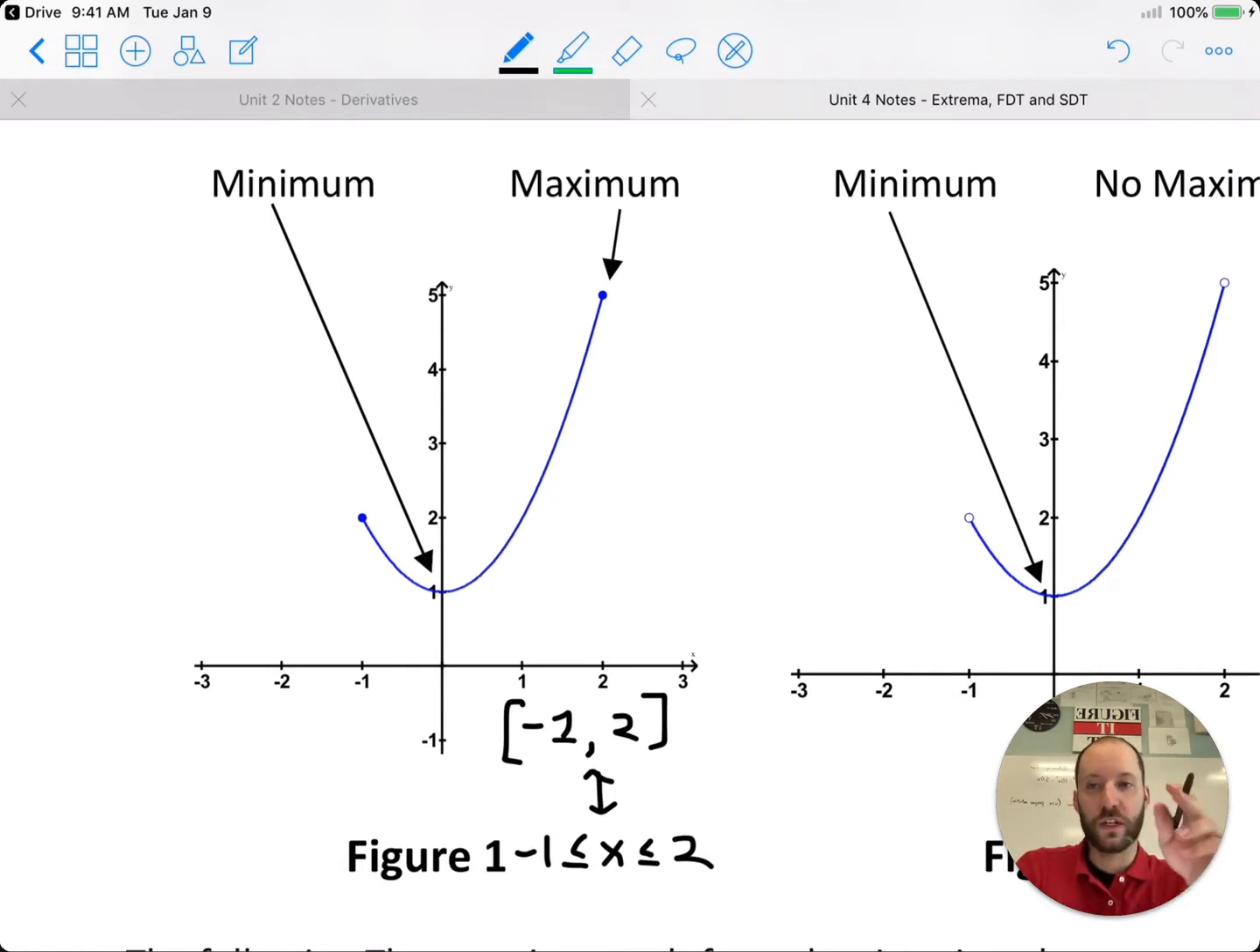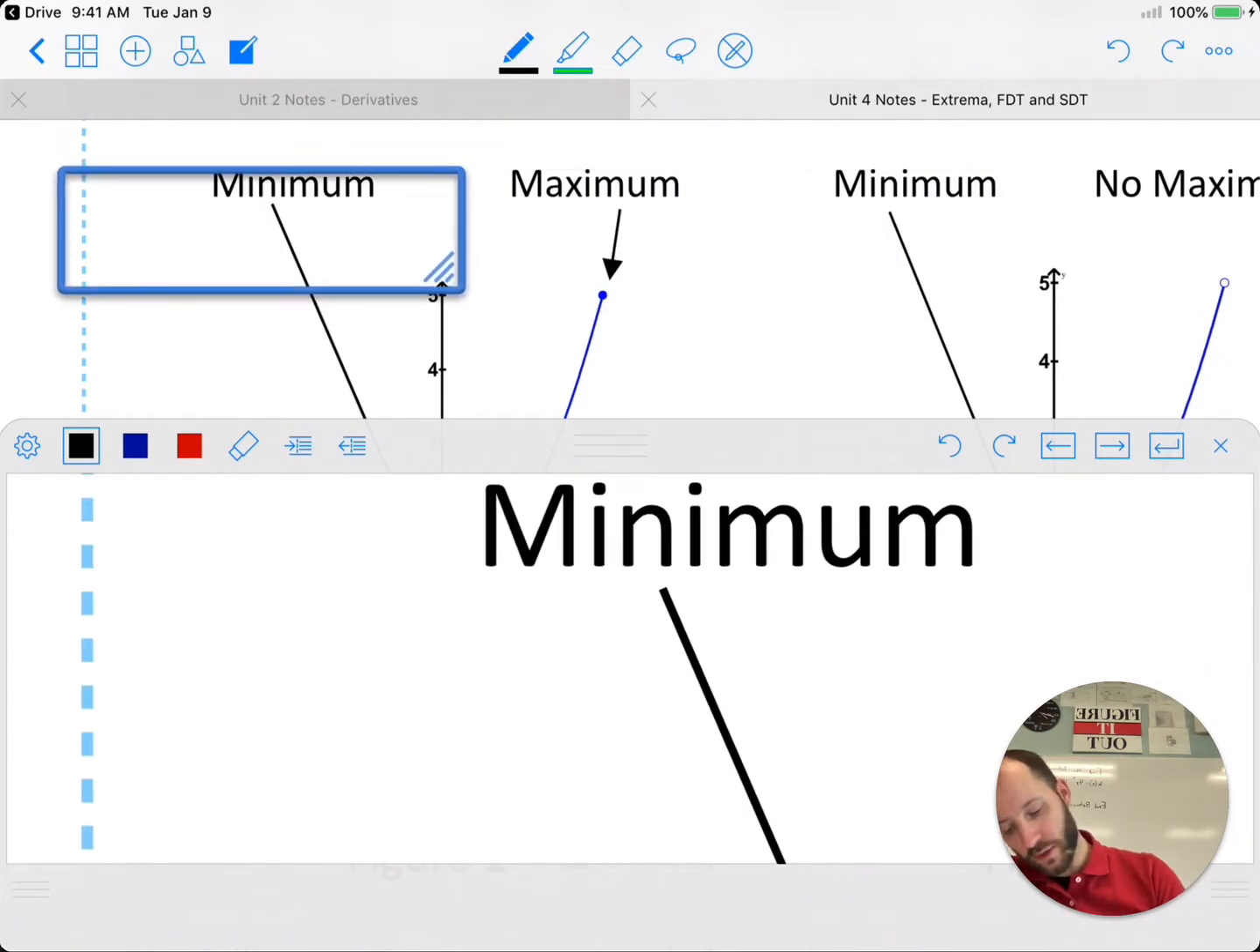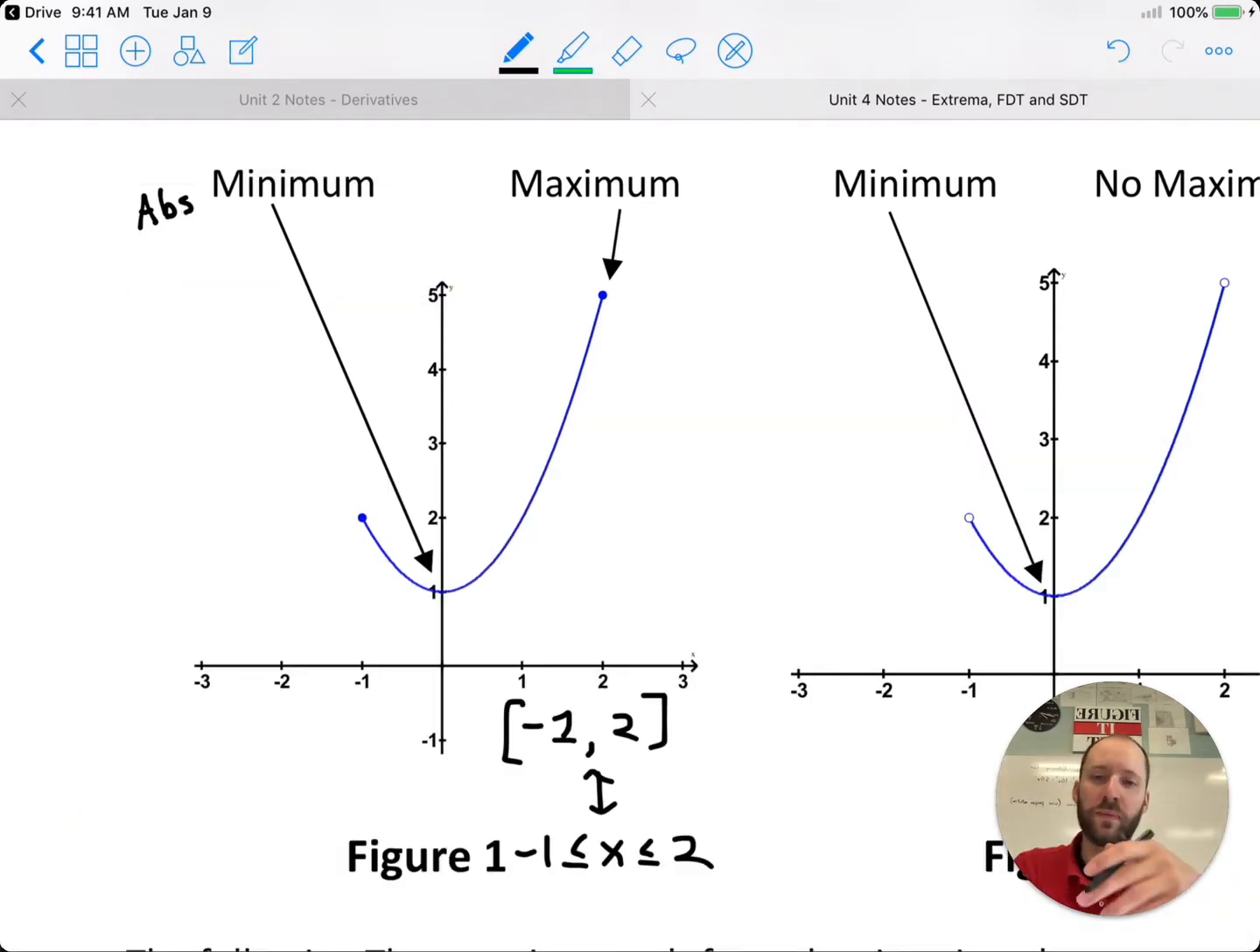So on this closed interval, you see a minimum right here, the lowest point. And because it is the lowest point on the graph, not a low point, the lowest, we could call that, my writing is kind of sloppy, let me try that again. I'll just zoom in a little more. So, that is an absolute, absolute minimum. Also, an absolute maximum is the highest point, not a high point.